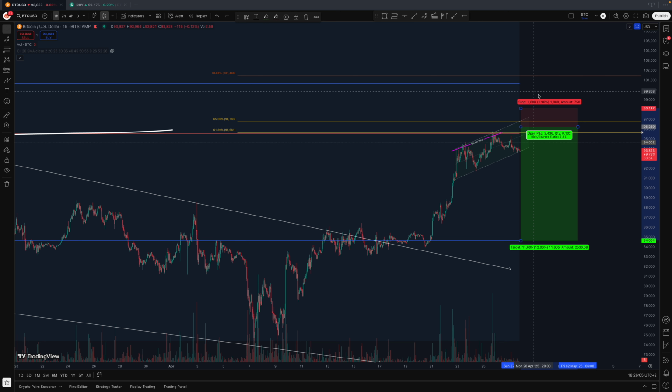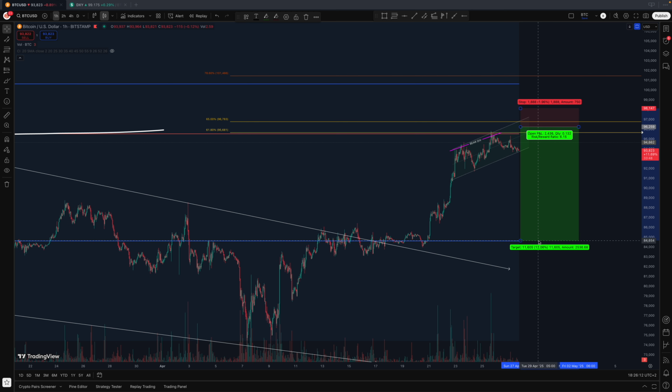We're going to risk 1.96, so around 2% of our capital, to potentially gain 12%, which is an amazing trade, I do believe, if it turns towards our side. So that is a very good potential trade.